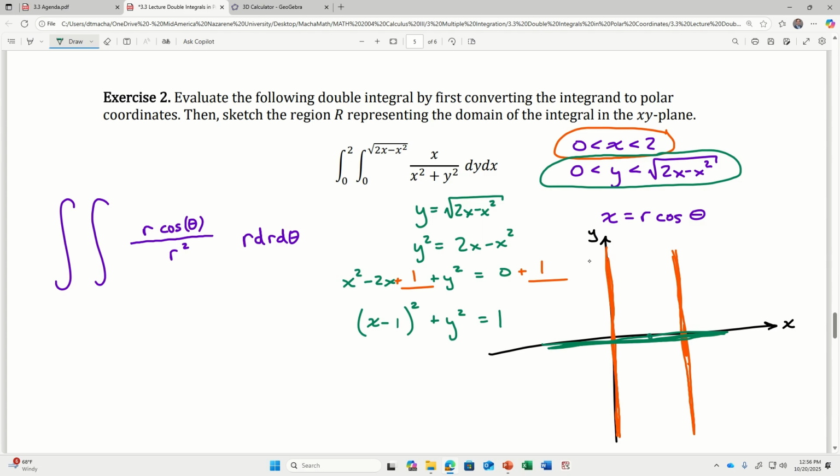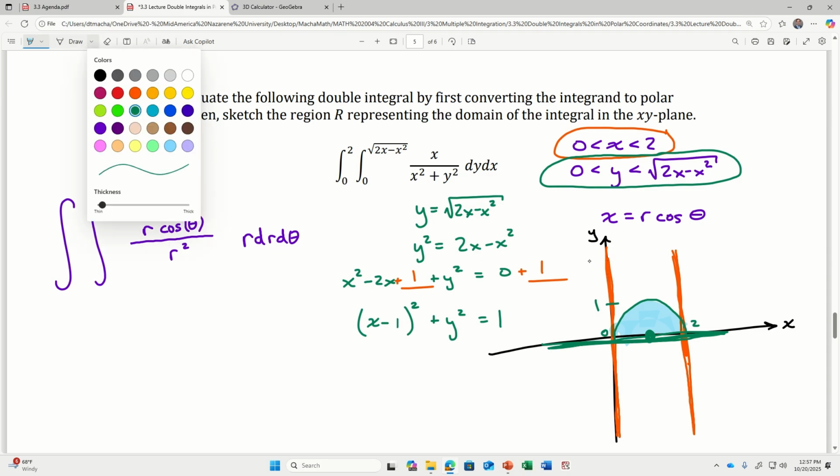Yeah, when x scoots over by 1 unit. So here's the center of my circle. It's got a radius of 1. Here's 2, here's 0. That's the deal. This region is what I'm trying to integrate over. It's a half circle that has radius 1 centered at the point (1, 0), the way I drew it right there.